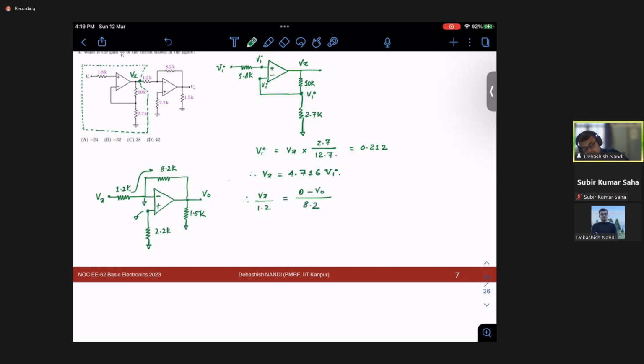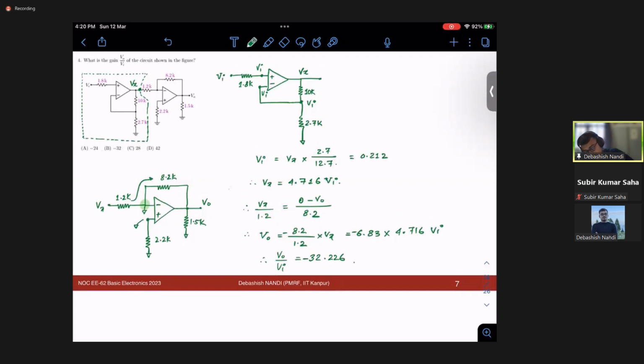What I did was KCL at this node. So your V0 would be 8.2 over 1.2 into Vx, with a negative sign. That is, 8.2 divided by 1.2 is 6.83, minus, into what is your Vx, which is your 4.716 Vi. So your V naught by Vi is nothing but this into 4.716, which is equal to minus 32.226. So your answer would be this B, right?